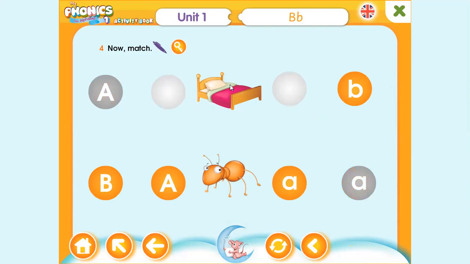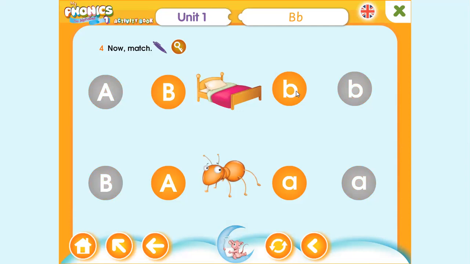Then this is B. So we shall get B. B. Bed. B. Bed. Do you understand? Ba, bed, A, ant.